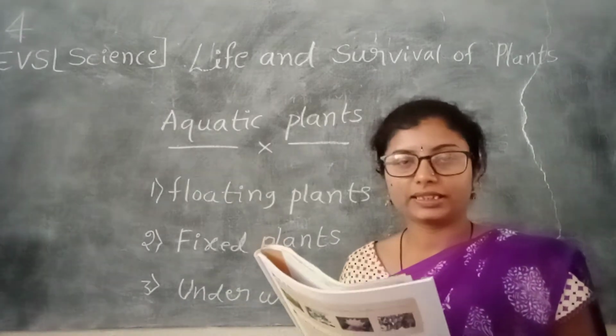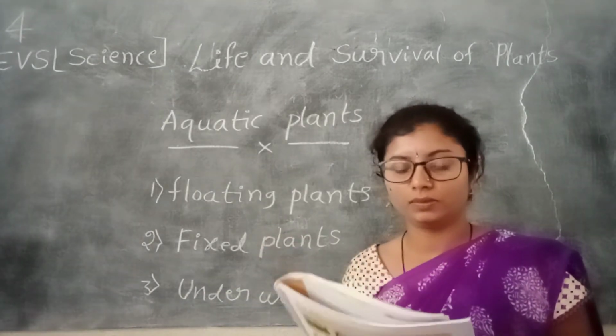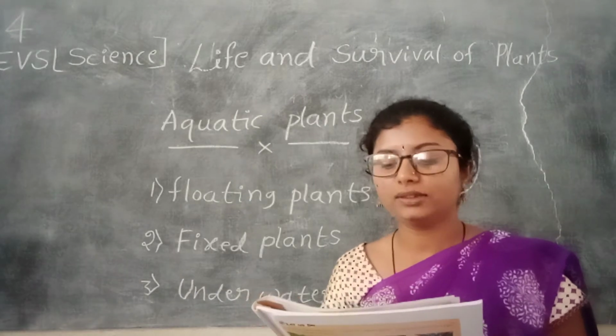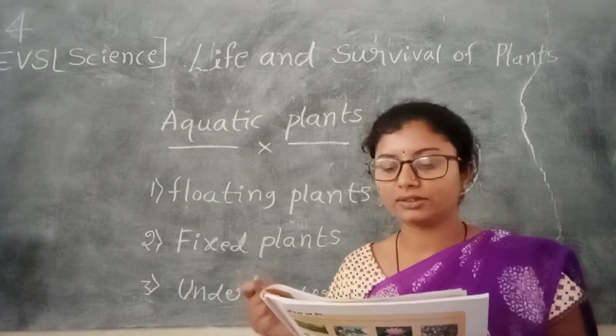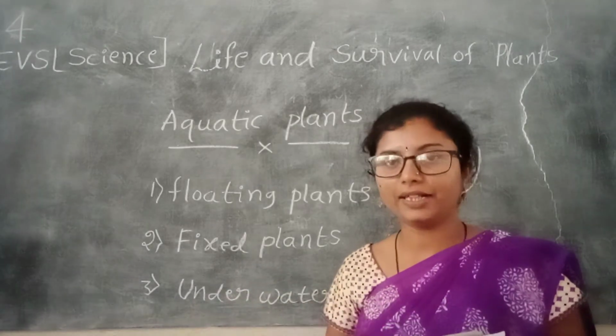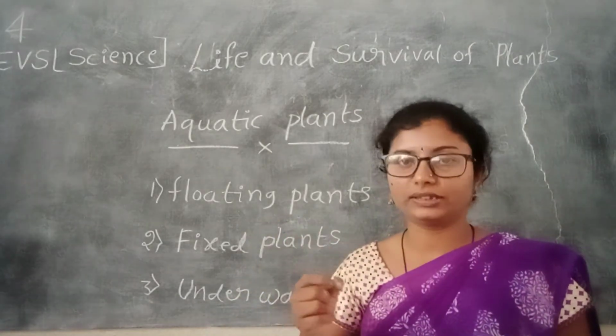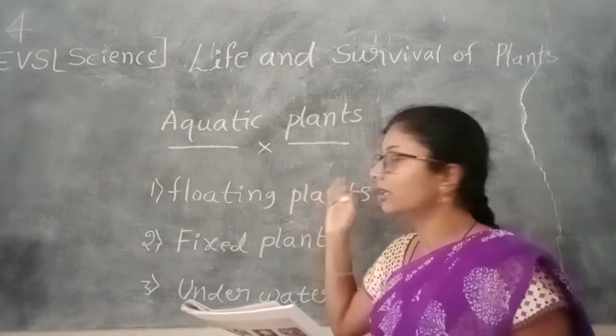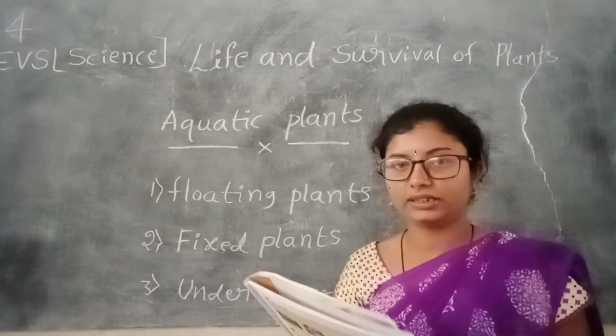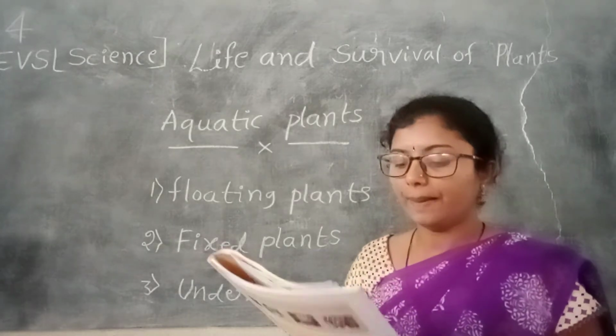Okay. Is it clear about the floating plants? Floating plants float freely in water. They float freely in water, and they are light in weight and small in size. So this makes the plants float on water. Is it clear? Okay. Next, fixed plants.